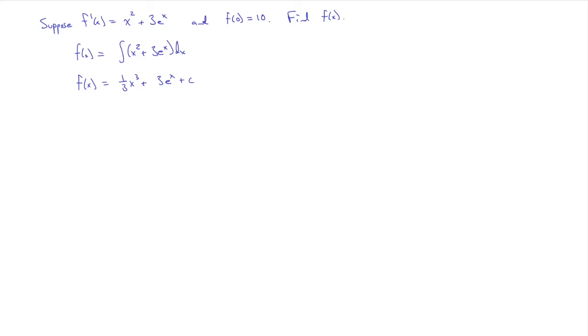Well, you'd plug in x equals 0, set the result to 10, and figure out what c has to be to make that true. In other words, plugging in x equals 0, we have 1/3 times 0 cubed plus 3 times e to the 0 plus c, and we know that that's supposed to be equal to 10. And since 0 cubed is 0 and e to the 0 is 1, that tells us that 3 plus c is equal to 10, or c is equal to 7. In other words, the function f of x equals 1/3 x cubed plus 3e to the x plus 7 is the only antiderivative of x squared plus 3e to the x that also satisfies the condition f of 0 equals 10.